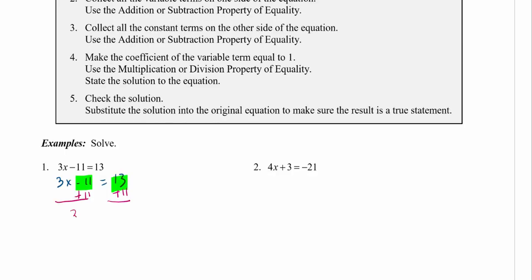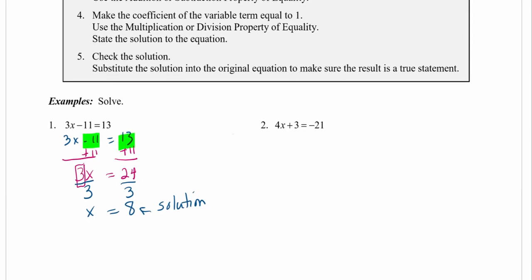So that isolates the variable on the left with a 3x, and over here on the right-hand side we have 24. Okay, we're at step number 4, which says make the coefficient of the variable term equal to 1. The coefficient of the variable term right now is a 3, and we need to make that equal to a 1. So we're going to use the division property. We are going to divide both sides of the equation by 3. That's the division property of equality. And so now we do get a 1x, or x, on the left-hand side and 8 on the right-hand side. So the solution to the equation is 8, x equals 8.